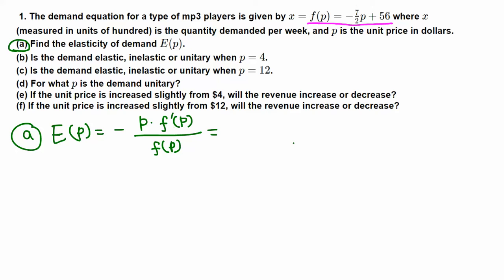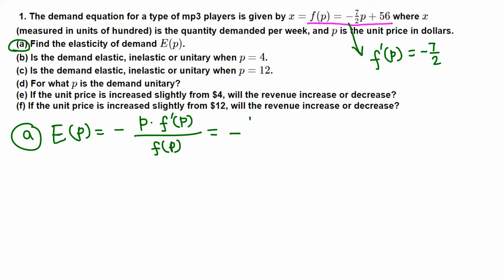So we need to find the derivative of this function with respect to p. The derivative of negative 7 halves p is just negative 7 halves. It's like x, and the derivative of x is 1. Plus the derivative of 56 is 0. So negative 7 halves.